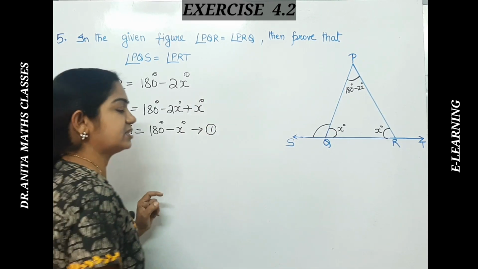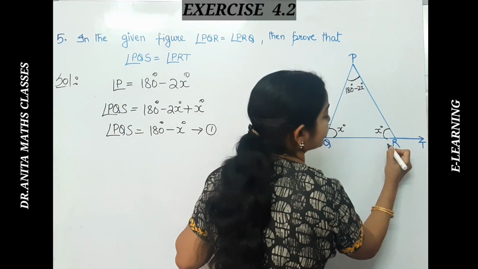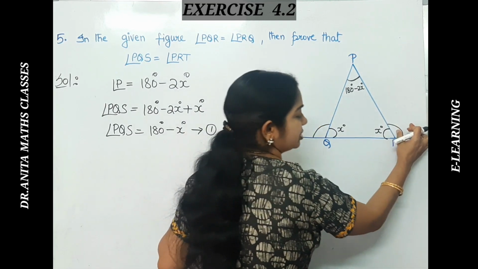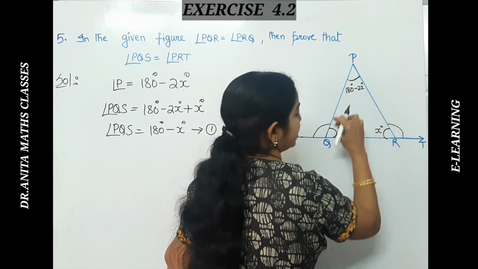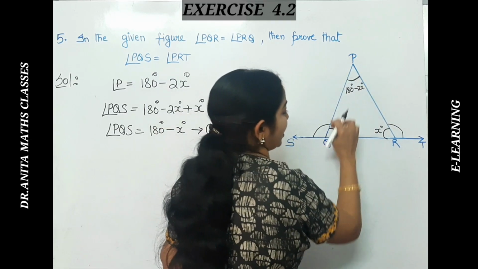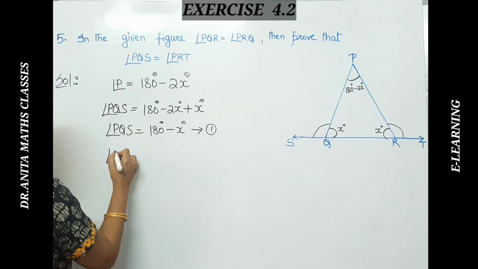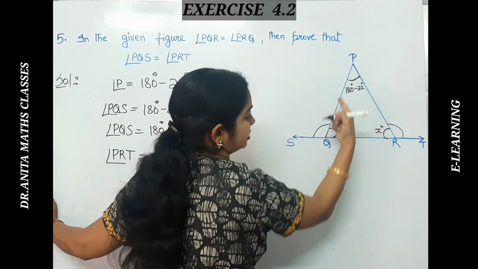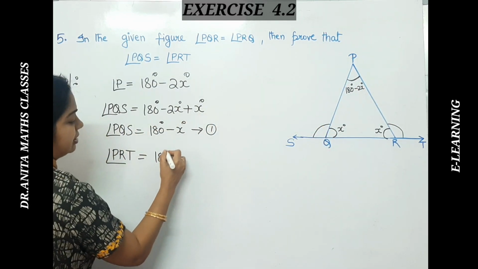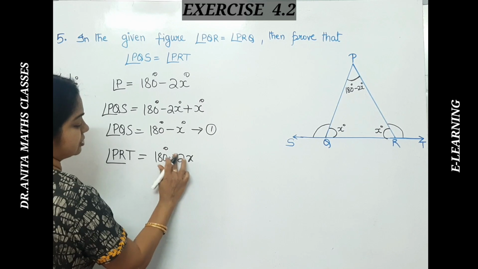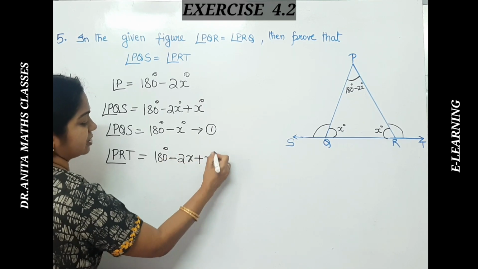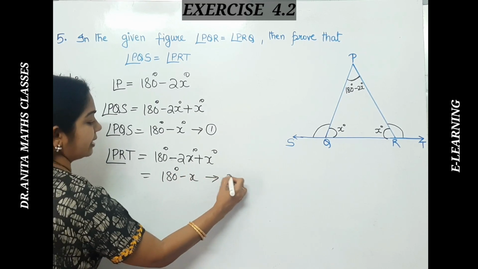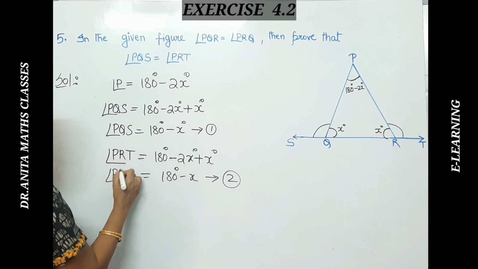And also, if you see the triangle, if QR is extended to T and this is the exterior angle formed, the same theorem will apply here. The exterior angle formed is equal to the sum of the interior opposite angles. So these two angles. So likewise, we will write angle PRT, the exterior angle, is equal to the interior opposite angles. So that is 180 minus 2x plus x degrees. If you subtract, we get it as 180 minus x degrees. Let us suppose this as equation 2.